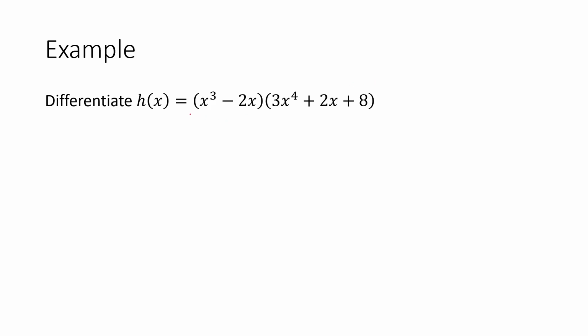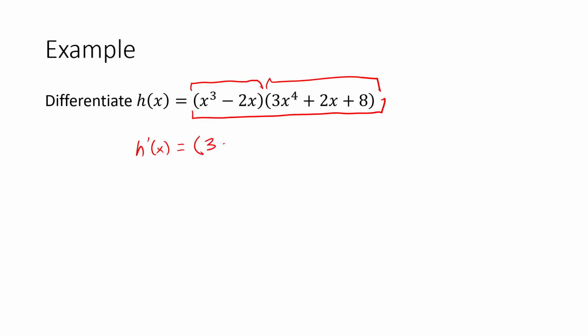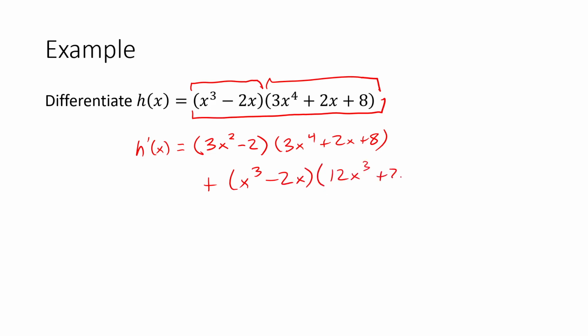If I want to determine the derivative of this expression, I recognize it as one function times another function. The derivative of that will be f prime of x g of x plus f of x g prime of x. In other words, the derivative of the first function times the second function plus the first function times derivative of the second function. And that's it.